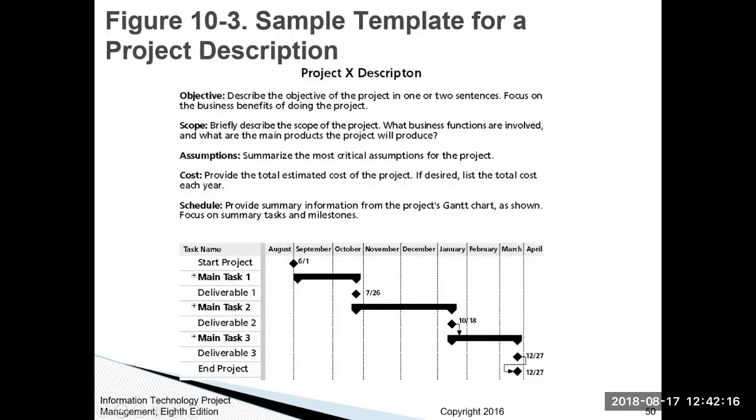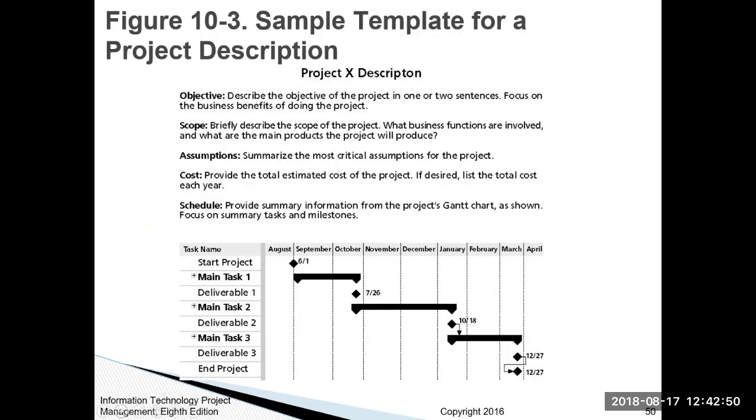In this figure 10.3, it's a sample template for project description, and they've got it as Project X. And I see description is misspelled here. But anyway, on the project, you have your objective, you have your scope, your assumptions, your cost, and your schedule. The objective here is just where you describe the objective of the project in 1 or 2 sentences. You focus on the business benefits of doing the project.